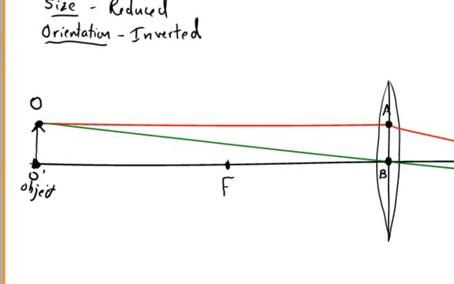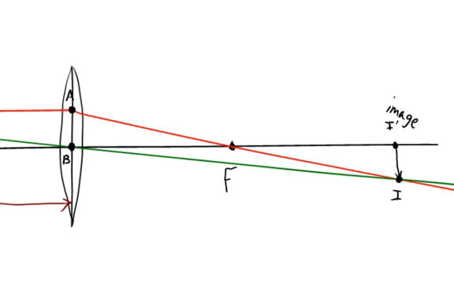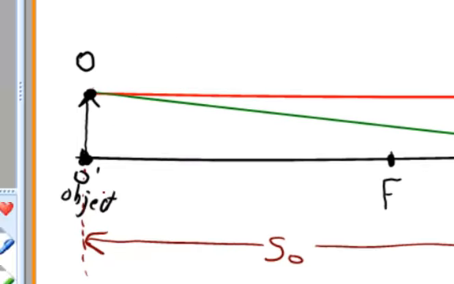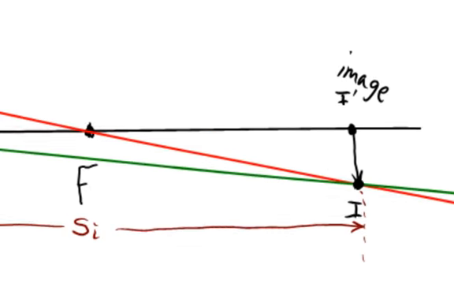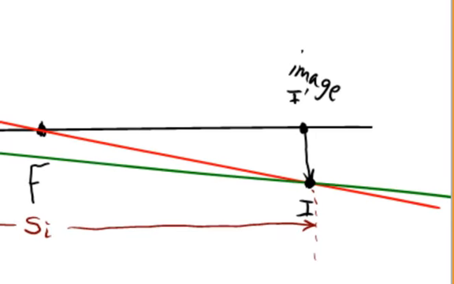How far the object is from the lens, specifically the center of the lens, we'll call that SO, the object distance. In a similar way we can discuss the image distance, SI. The object height we're going to call HO, and the image height we'll call HI.